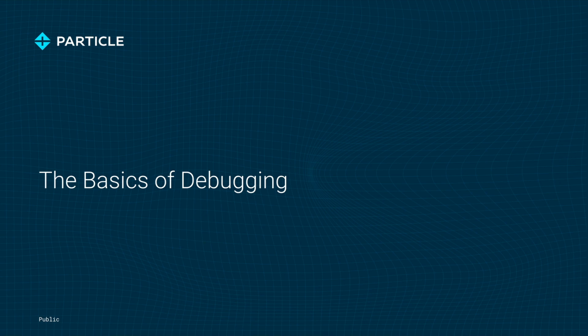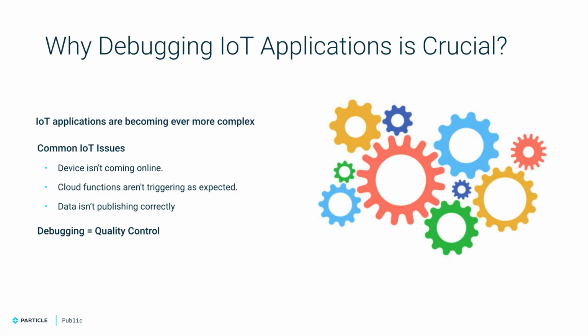Let's start with the basics of debugging. Specifically, why is debugging crucial? IoT applications are becoming ever more complex. And although by using particle devices, we handle much of this complexity, you can run into some common issues like your particle device is not coming online, particle function primitives aren't being triggered as expected, and data inside of a particle publish is incorrect. And when issues do arise, where do you begin? This is why debugging is crucial, as it gives you insight into the root cause, which in turn creates higher quality control.